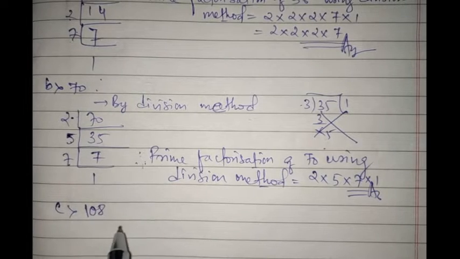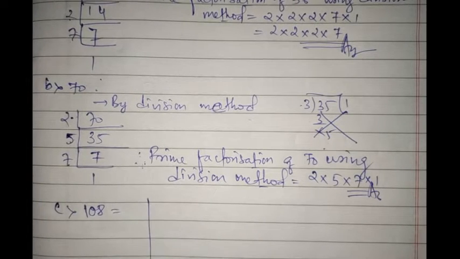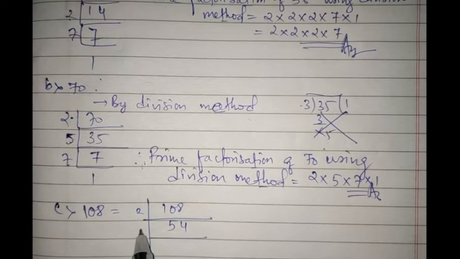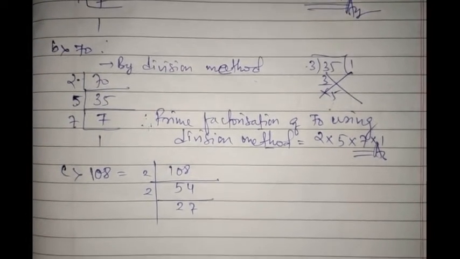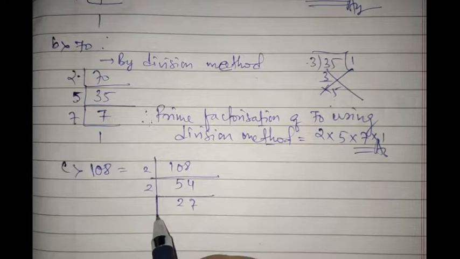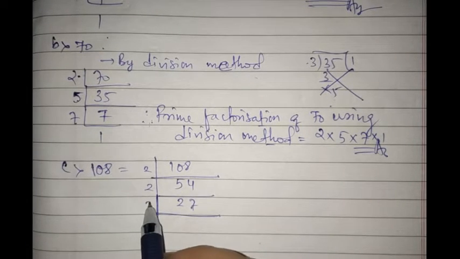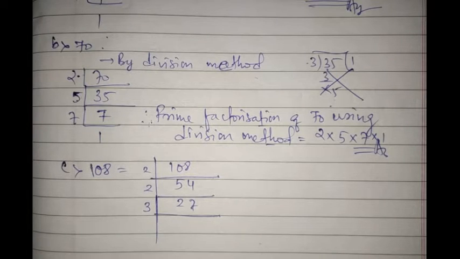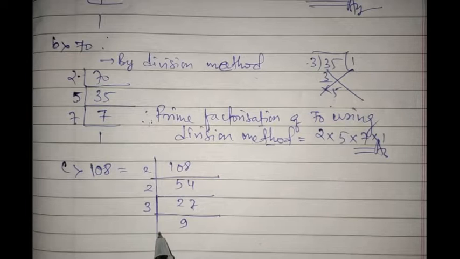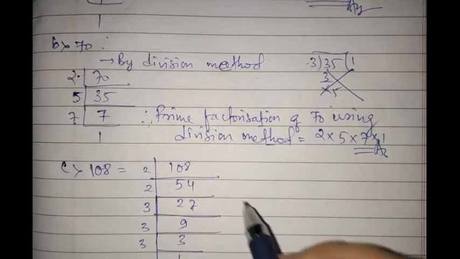108. So first you will make the division sign like this, 108. Now 2 5s are 10, 2 4s are 8, so 54. 2 27s is 54, right? Now 2 cannot divide 27. Now 3 we are going to use, because after 2 the next smallest prime number is 3. 3 9s is 27. Now 3 3s are 9. 3 1s are 3. Now what is the prime factorization?